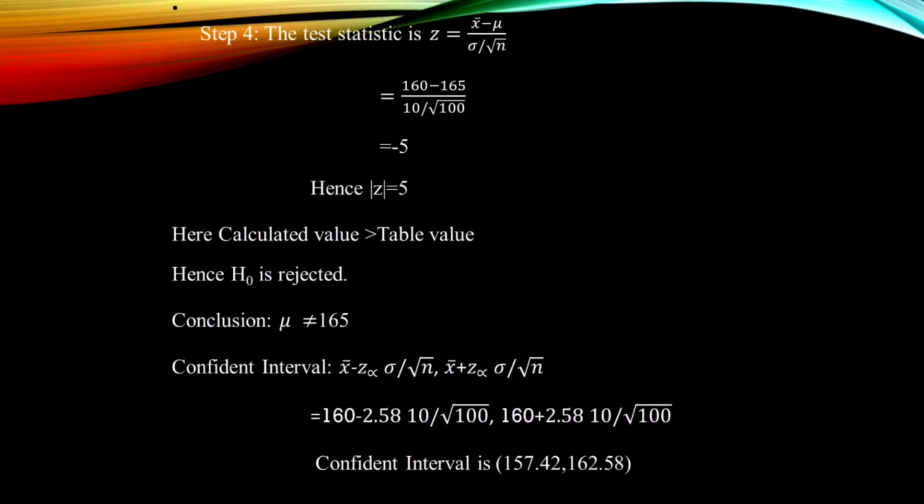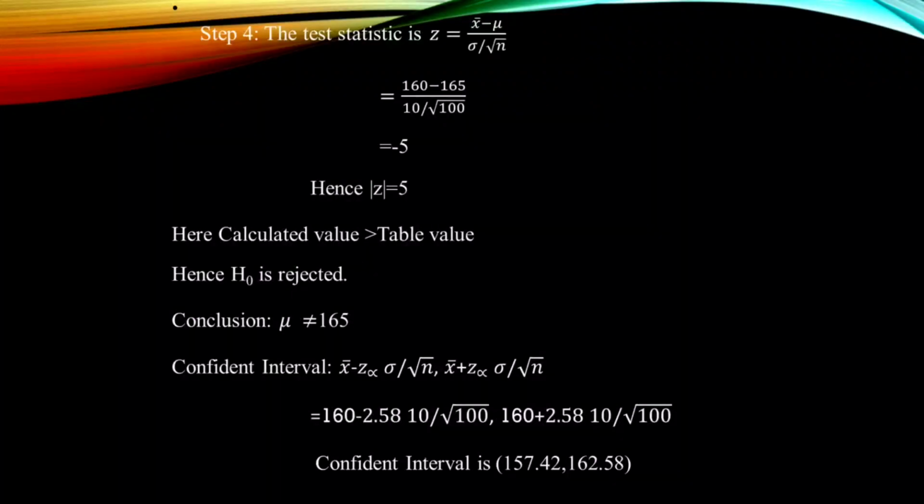Step 4, the test statistic is z equal to x bar minus mu by sigma by root n. Here we know that x bar value is 160, mu value is 165 and sigma value is 10, n value is 100. So by substituting those values, we have the test statistic z value is minus 5. So we have mod z value is 5. Now compare the calculated value with table value. Here the calculated value is greater than the table value. Hence H naught, that is the null hypothesis, is rejected, and hence the alternative hypothesis H1 is accepted. That means the conclusion is mu is not equal to 165.